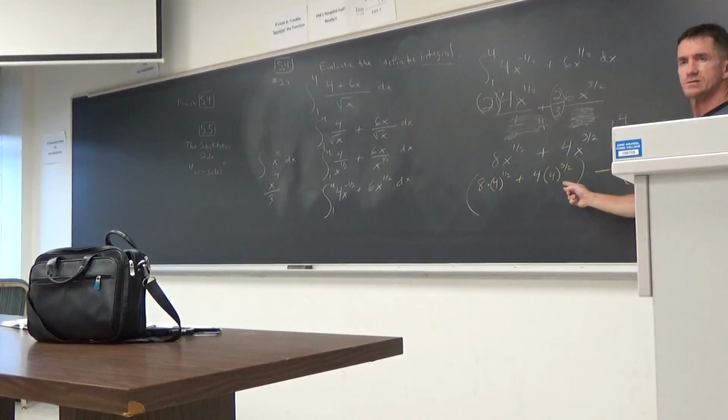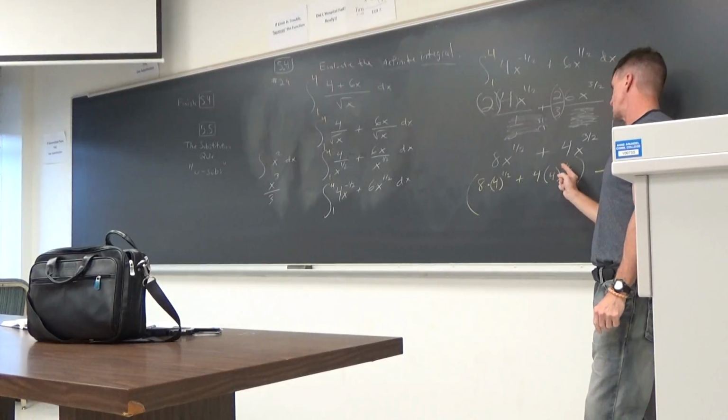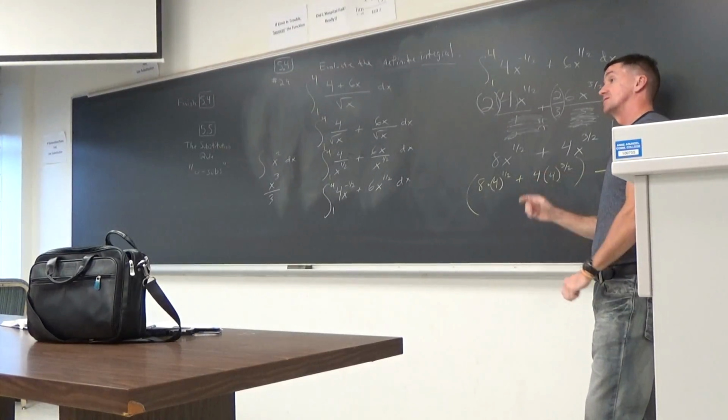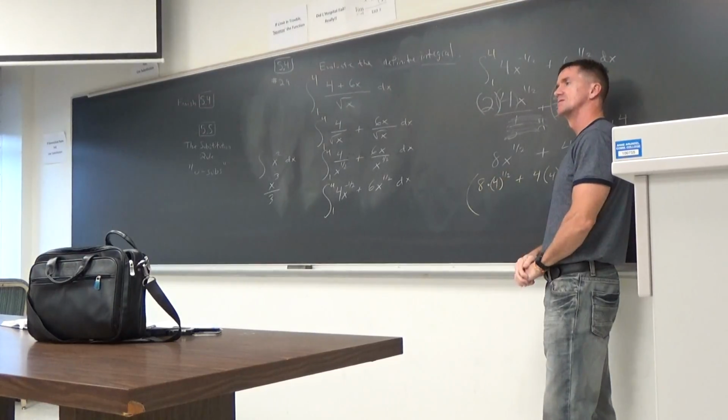Now, how do you do these? You don't need a calculator, though your calculator can do it. Like 4 to the 3/2. It means the square root of 4 and then cube it. This means the square root of 4 raised to the first power.